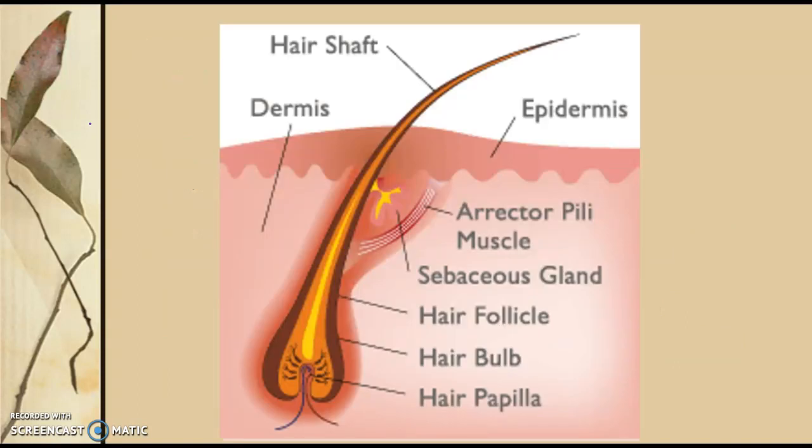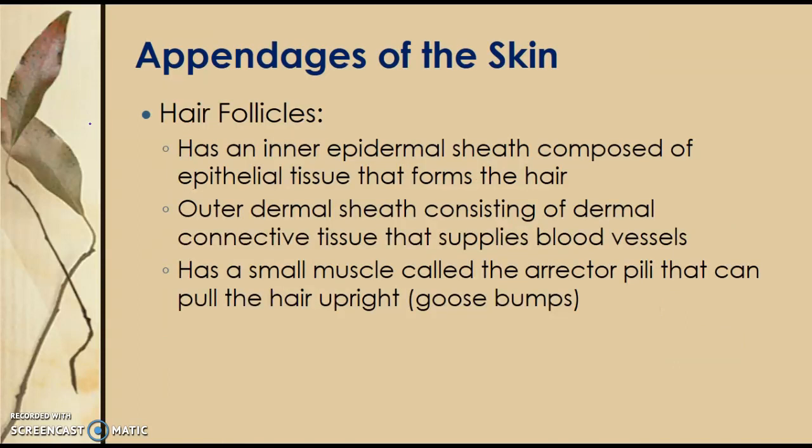Okay, so there's your hair. Hair follicles basically contain an epidermal sheath, and you've probably pulled out a piece of hair before and seen that little thing on the end of it. That's actually your epidermal sheath. They do grow back. The outer dermal sheath is your blood vessels and connective tissue.